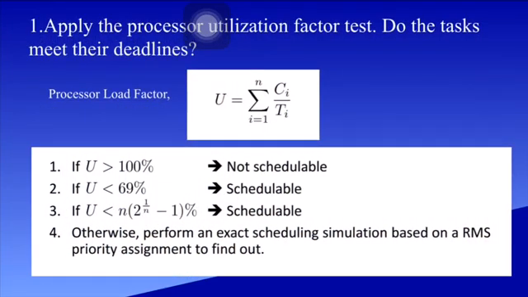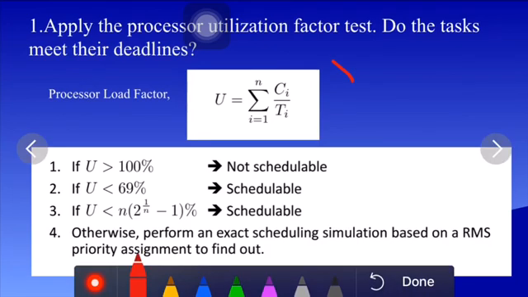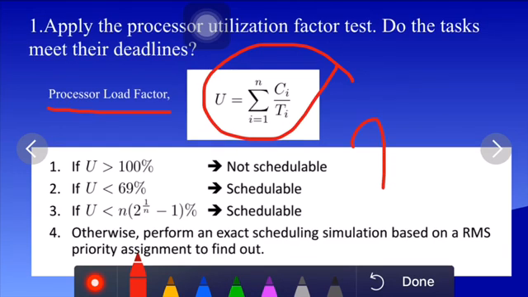Before we go to the first question, we will see how the calculation happens. This is the formula of the processor load factor, and this is the condition: is the task set schedulable or not? If U is greater than 100%, it is not schedulable. If U is less than 69%, it is schedulable, and if U is less than the value from this formula, it is schedulable. Otherwise, perform an exact scheduling simulation based on an RMS priority assignment to find out.